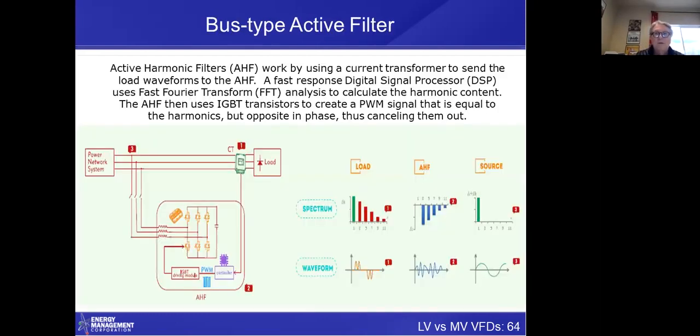And this is a little diagram of how they work. They basically are noise generators that generate noise 180 degrees out of phase with the noise generated by the drive, and therefore they correct. But they only correct at the point where you apply that active harmonic filter. But some really nice technology there.